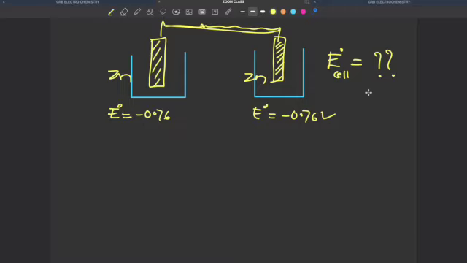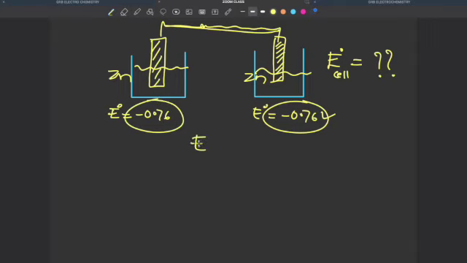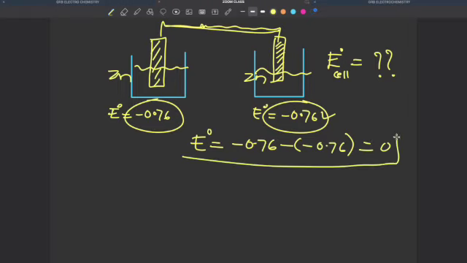Yes, unmute and answer the question. No, sir. Under these conditions it's not possible, right? So you're saying it's not possible because their E0 values are similar. If you take the difference between these two values, minus 0.76 minus minus 0.76 becomes 0. So this is not possible. E0 becomes 0.